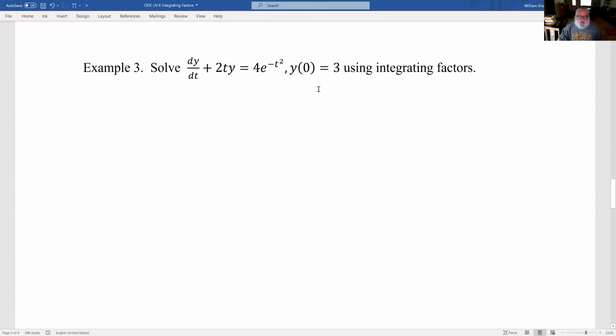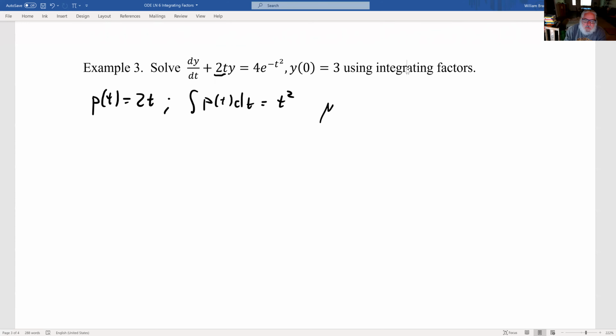So here's another one with an initial condition. We need to find out what mu is first. Note that our 2ty is on the correct side, so it's positive 2t. We want the integral of that, and that's t squared, and we don't need the plus c because, as we saw, that would just cancel out. And then mu is e to the integral of p of t dt, which equals e to the t squared.